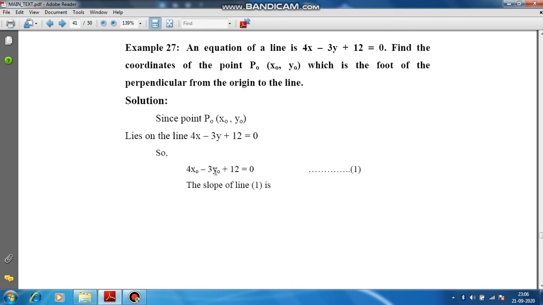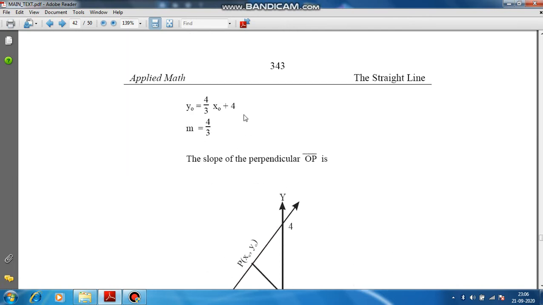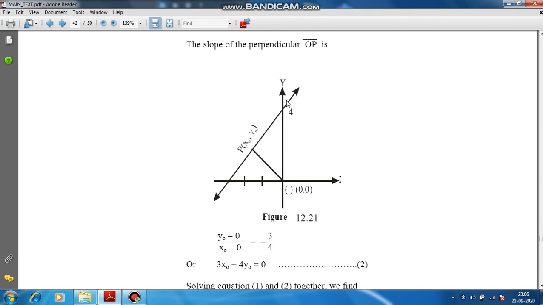y equal to 4 by 3x plus 4. So the slope is 4 by 3. This is y equal to mx plus c form, so m is 4 by 3. Therefore the slope of this line is 4 by 3.